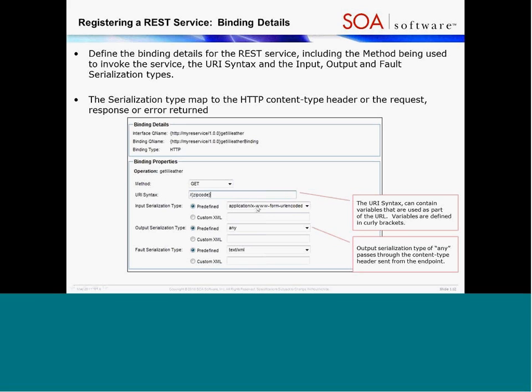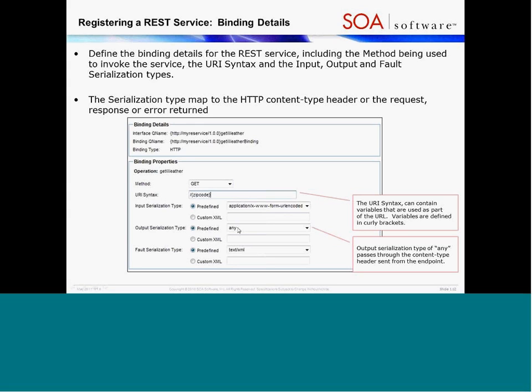Serialization. The serialization type here is the content type that you're expecting for input, serialization that you're expecting the consumer to be sending in. So if it is a GET, in most cases they're going to be sending in application form URL encoded content type. There's a bunch of content types you can select, and the option of also selecting any content type, which just passes whatever comes through.